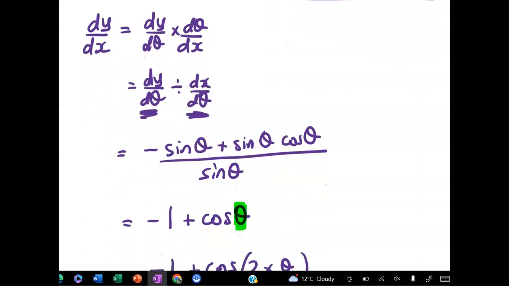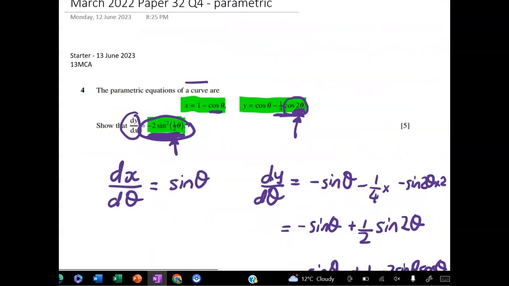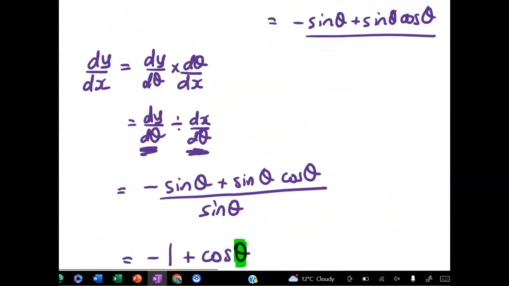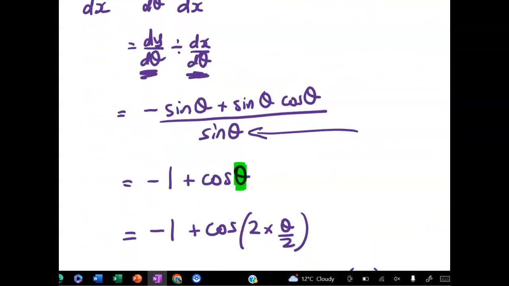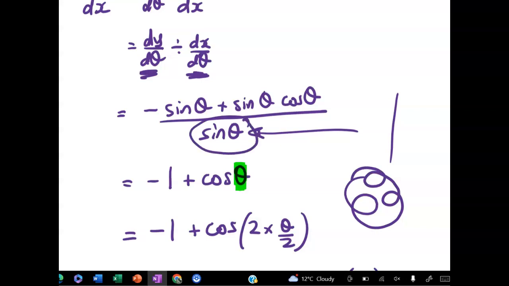Some of you probably didn't particularly like that we divided through by sine theta there. I didn't really like that either. But we're not saying that the derivative is going to be defined everywhere, so it's okay to do that. It's just that when sine theta is equal to 0, we're going to have problems, and what we're going to have is an undefined gradient. The curve might be something weirdo like this, and when sine of theta is equal to 0 is where I'm going to have a vertical gradient of the tangent to the curve at those points.